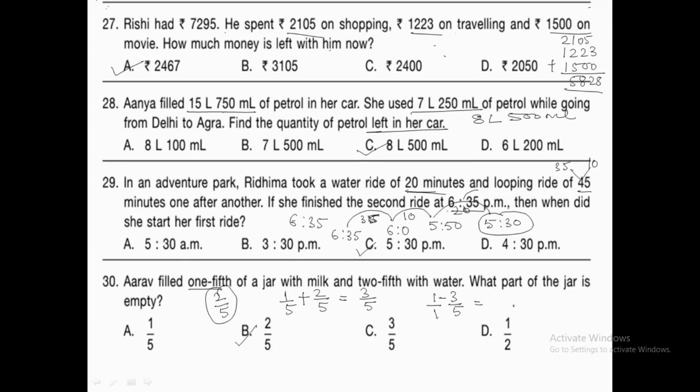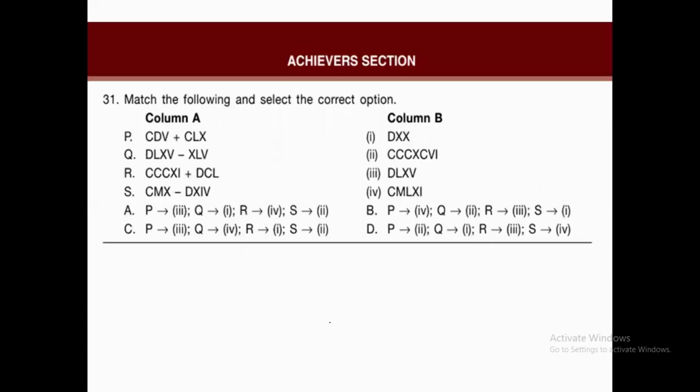So here we need to take the LCM. The LCM will be 5. Now 1 5s are 5 only. So how many times is 5 in the table of 1? 1 time 5 is 5. So we need to multiply by 5 over here. Now 3 will remain here. So that's how we are getting 2/5. Or this is another method: 5 minus 3 is 2. So 2/5.